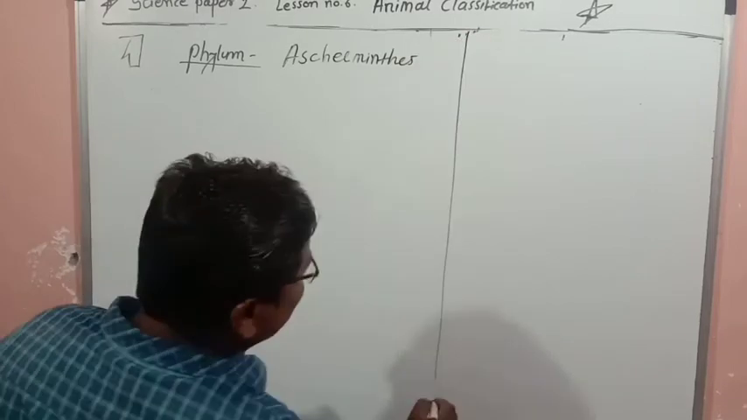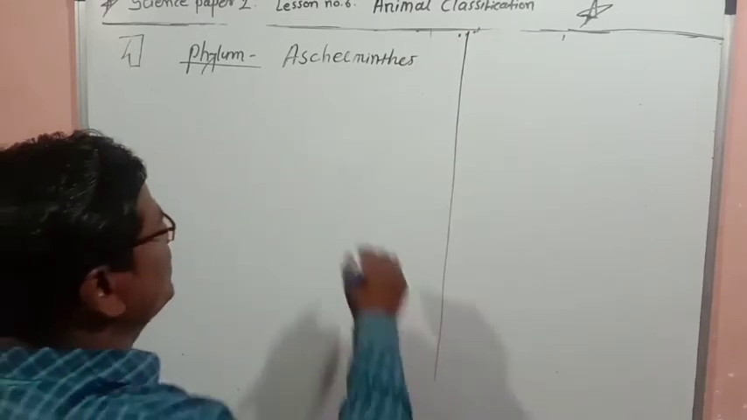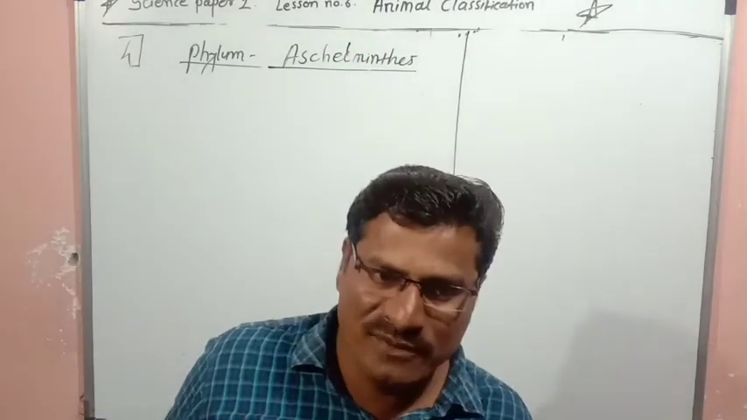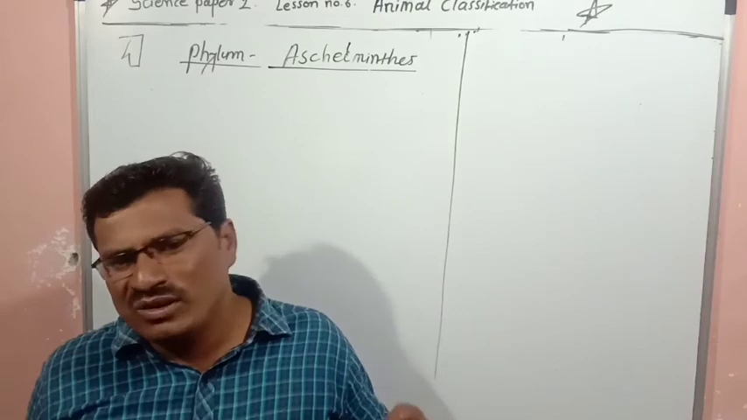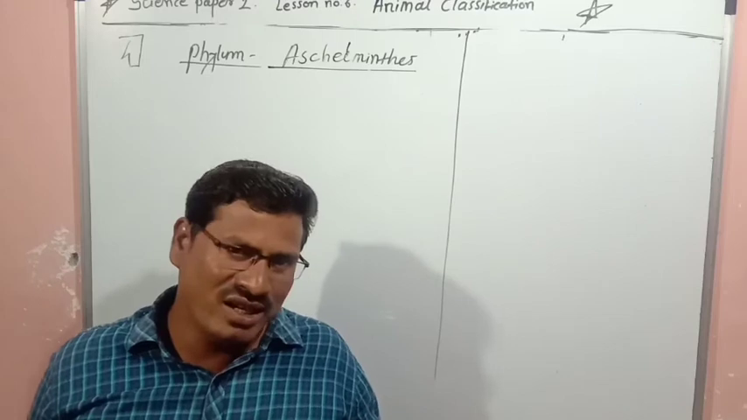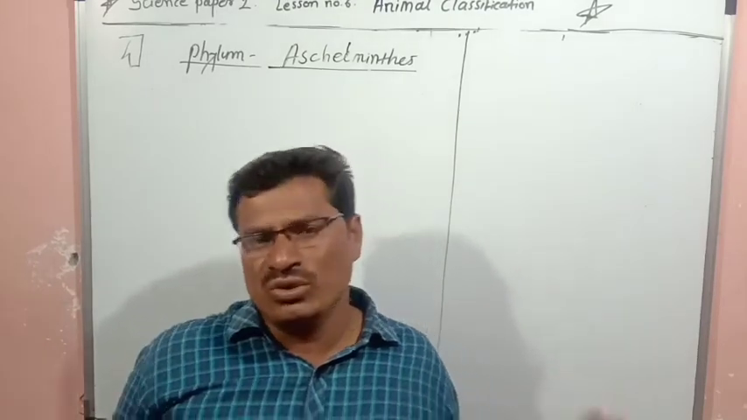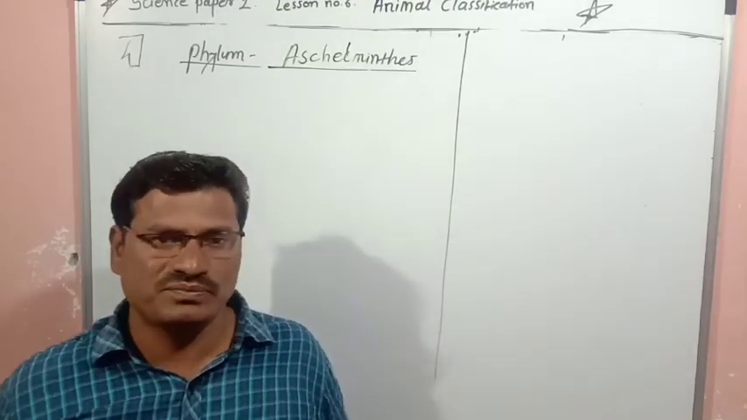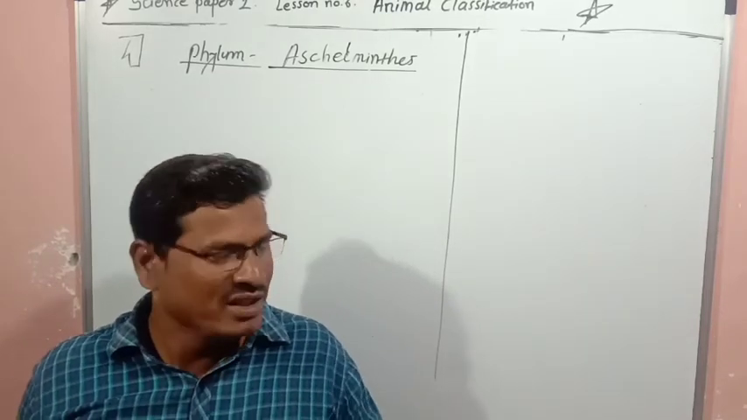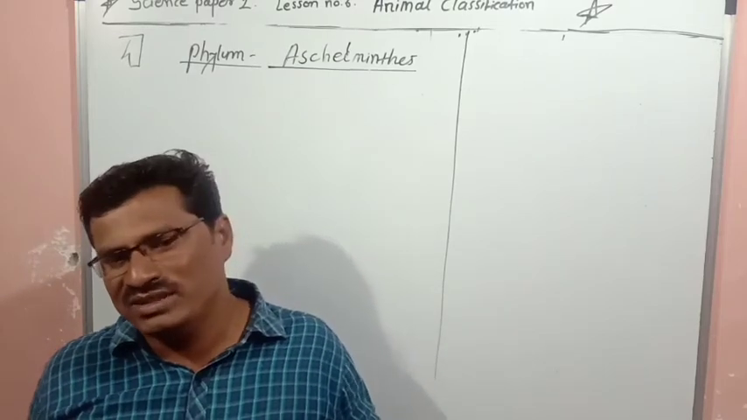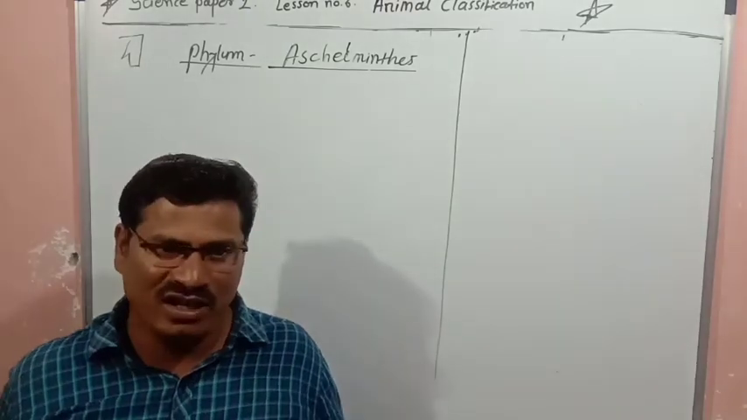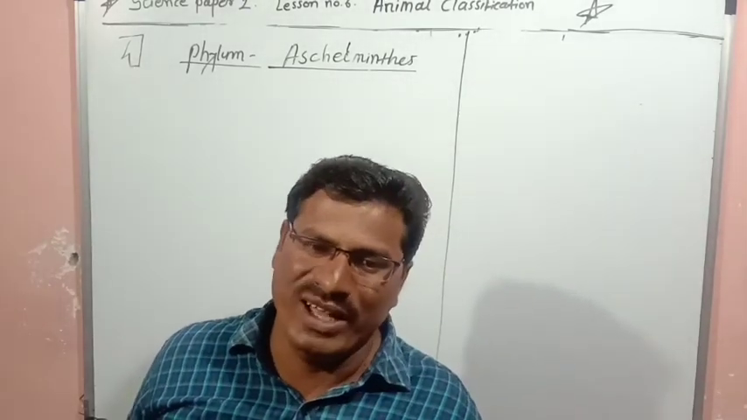Aschelminthes. So in that Aschelminthes, what are the characteristics? We'll see. The first thing is the body of these animals is long, thread-like and cylindrical. So these animals are called roundworms. Second point, these animals are either free living or endoparasite.